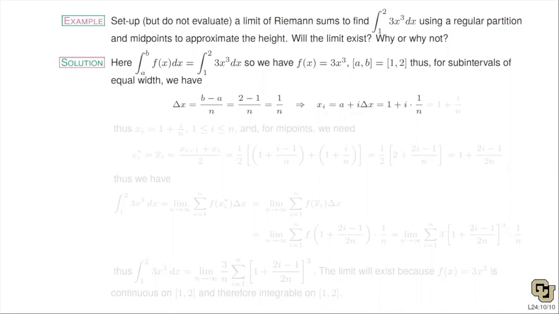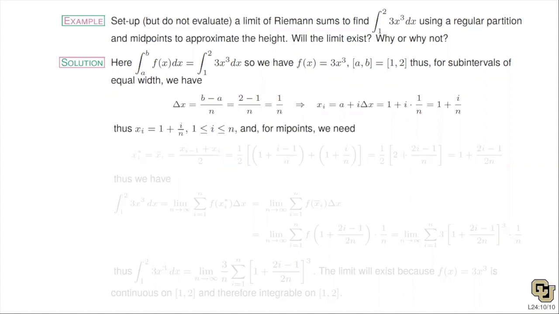So here a is 1, delta x is 1 over n, so x sub i looks like 1 plus i over n, i from 1 to n. If you plug in i equal to 1, that'll be our right endpoint of the first subinterval, so on and so forth. If you plug in i equal to 2, that'll be the right endpoint of the second subinterval. And so even though we're asked to do midpoints in this problem, I always first find the formula for x sub i.